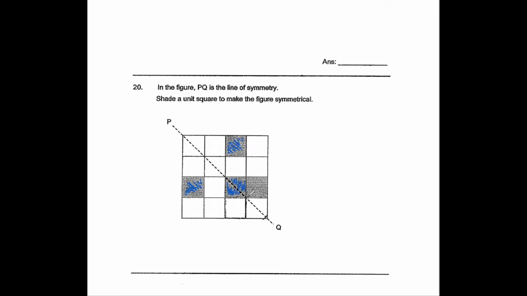So if this is shaded, if we were to move diagonally, this one has to be shaded. Okay, so symmetrical questions are basically like that. Okay, so your answer will be this. Alright, and that's all for question 20. Okay, let's move on. 21, let's read it together.